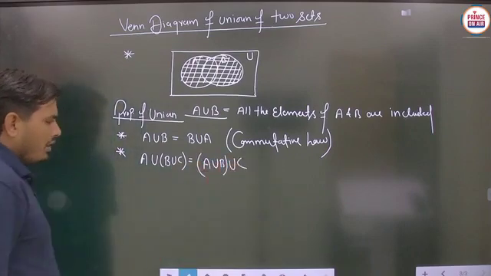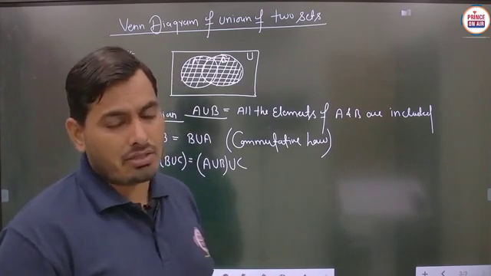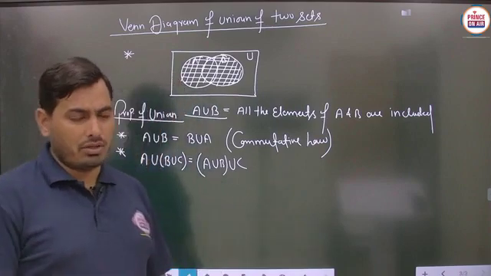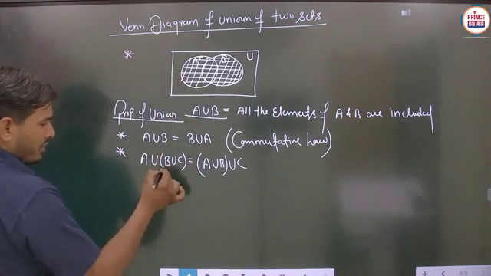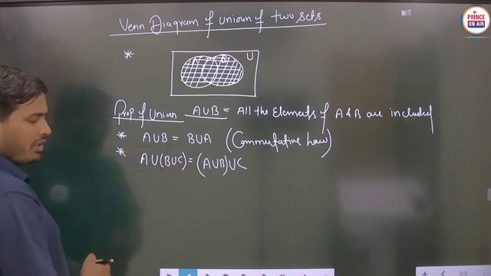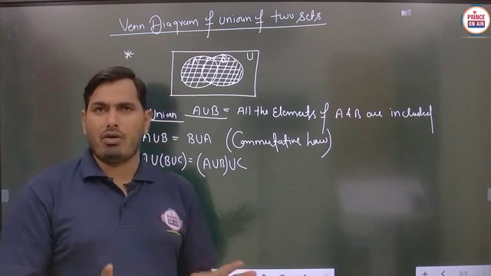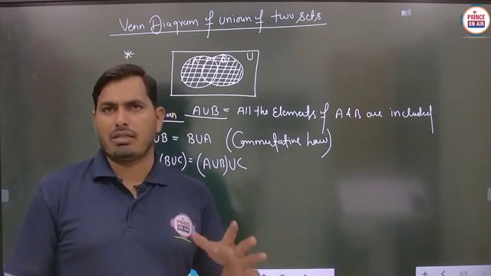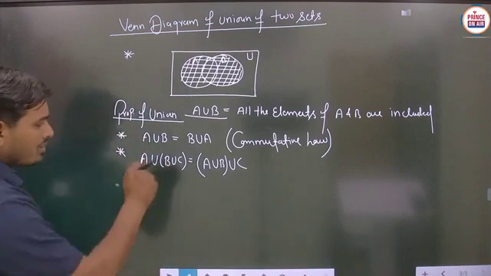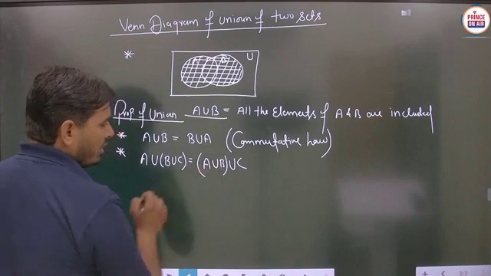So if we are taking the three sets A, B and C, and we are taking the union of three sets, then first of all the use of brackets is to be there. Firstly we have to take the union of B and C, after that we have to take the union with A. But overall, student, the meaning of union says that each and every element of sets A, B and C are to be included here.